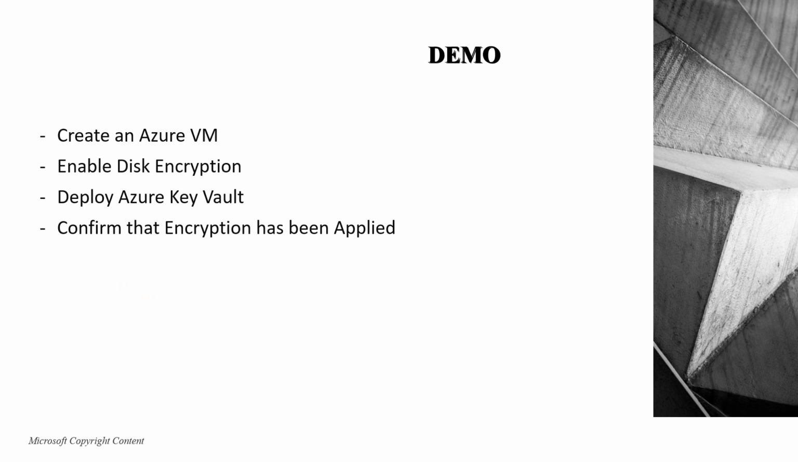So now, the demo. This is what we are going to create. I think I've done a video on how to create your Azure VM, but I'm going to show you how to do that again. So we're going to create the Azure VM and then enable the disk encryption, then deploy the Azure Key Vault, and then confirm that encryption has been applied to that particular VM. Yeah, thank you, and let us jump now to the demo.